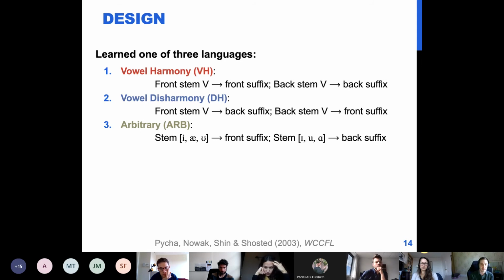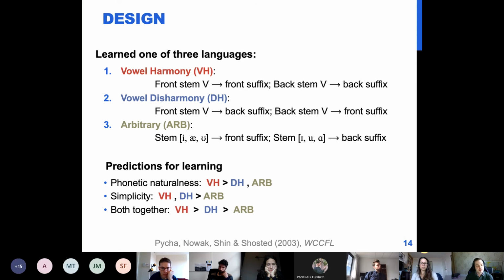And the third language was an arbitrary sort of pattern. In this case, you had an arbitrary combination of vowels. So I, A, O, that's two front vowels and a back vowel. If you have one of those vowels, then you would have a front suffix. And if you had one of the other vowels, then you would have a back suffix. So some arbitrary combination of vowels would determine which suffix you got.